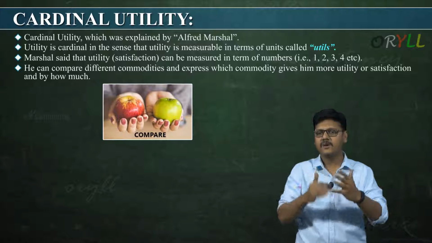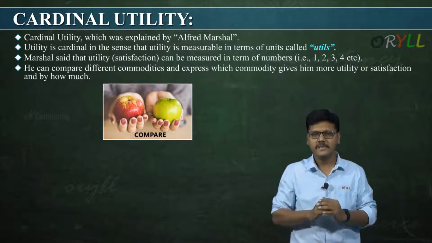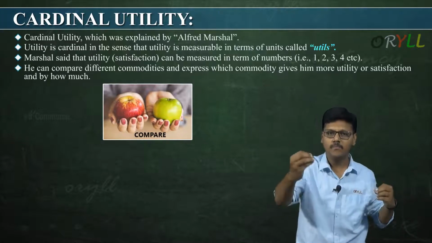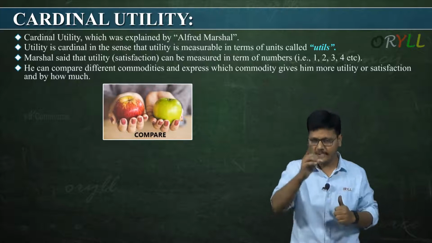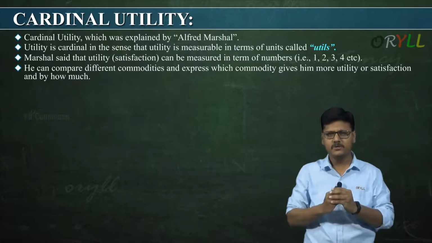As I said, I got 2 units of utility, 3 units of utility, 4 units of utility. It means that I can compare and I can say from which I have got more satisfaction level. So for that, I am going to give you a beautiful example which is very easy to understand.